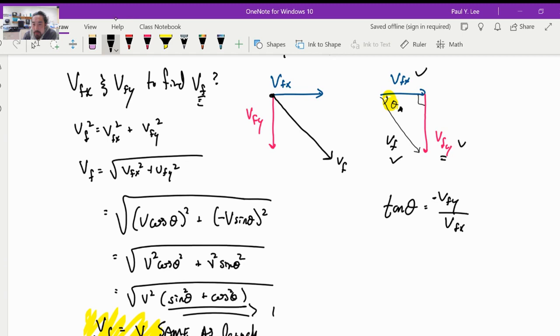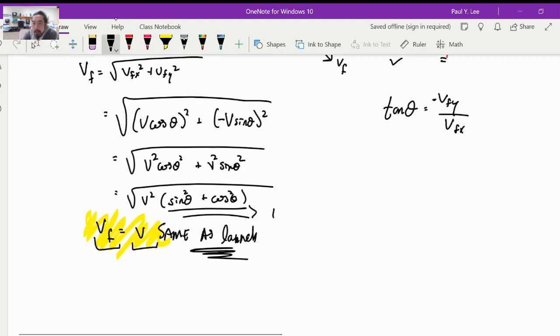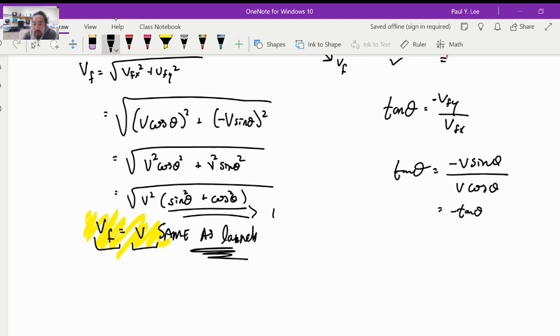I'm going to put a negative in front of that VFY, just as a reminder that it is negative. You'll see that in the next line down. And here we have negative V sine theta all over V cosine theta is equal to tangent theta. And so V divided by V gives us 1. So we get negative tangent theta.